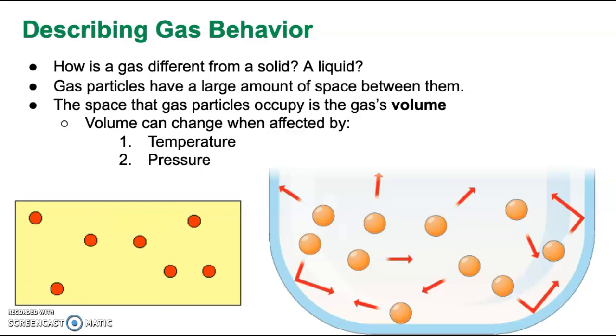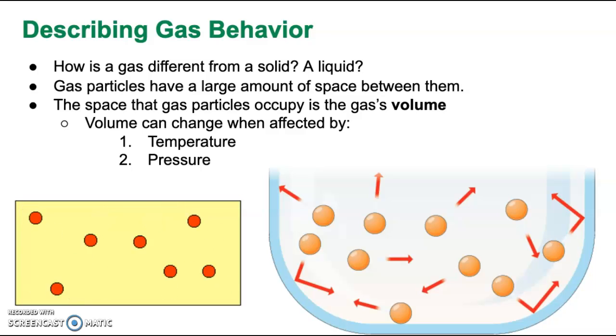Gas particles, typically, if they're allowed to run free, will have a lot of space in between them. This is because gas particles have enough energy that they can bounce off of each other and go wherever there is room for them to go. The amount of space that gas particles take up is their volume.